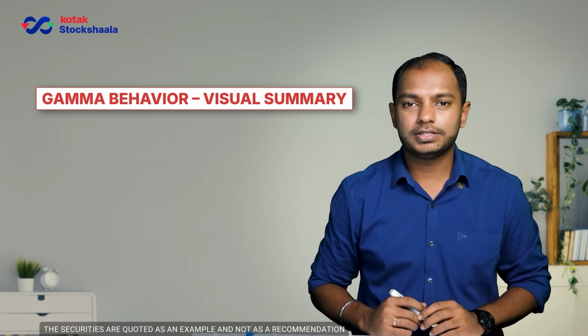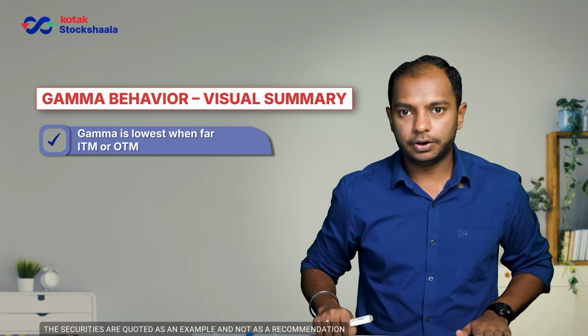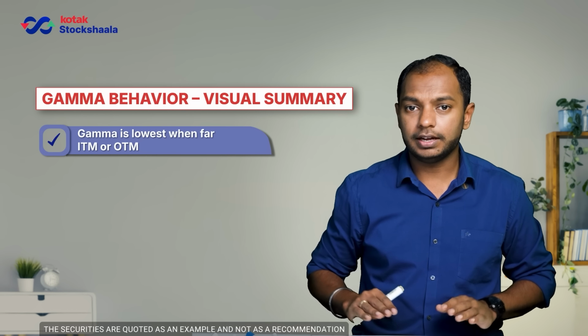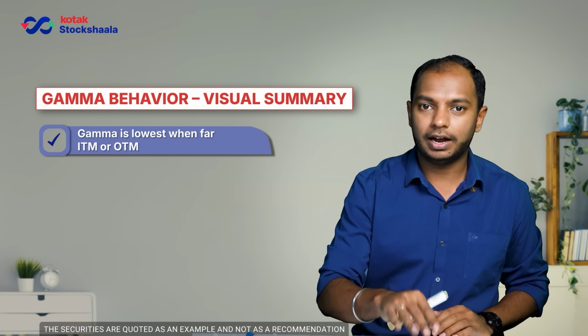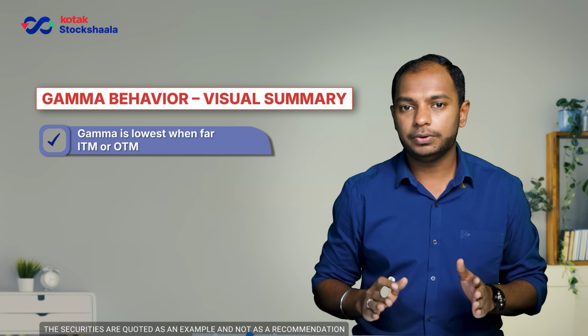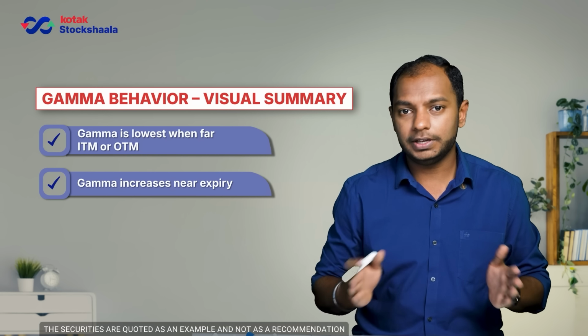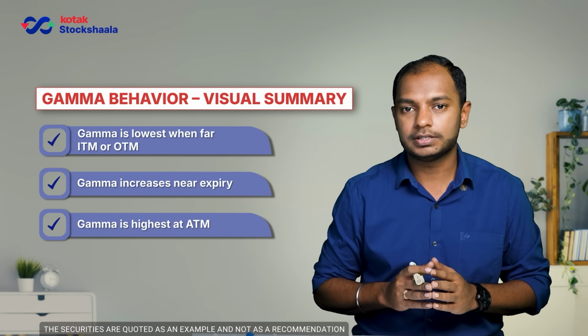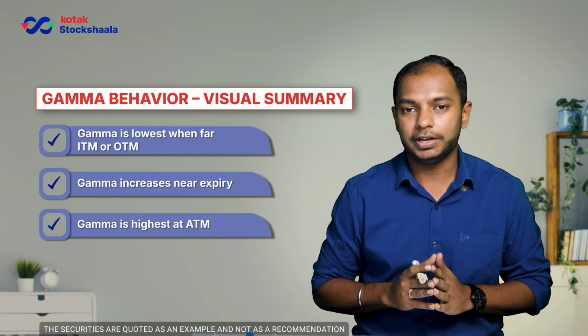So here is a visual summary of gamma. Gamma is lowest at in the money as well as out of the money, but it is highest at the money options because the slope is steepest at this point. And that is why during expiries, at the money options play wild, and especially if it's a weekly expiry, then all these options trade very wildly. So you have to be very cautious as a trader and make sure you're following all the risk management techniques.